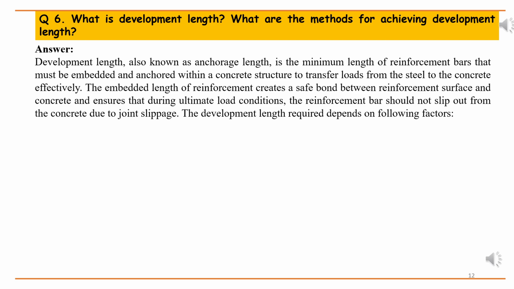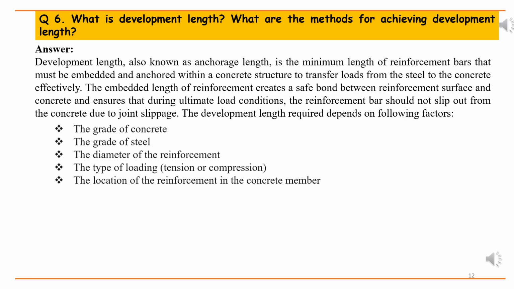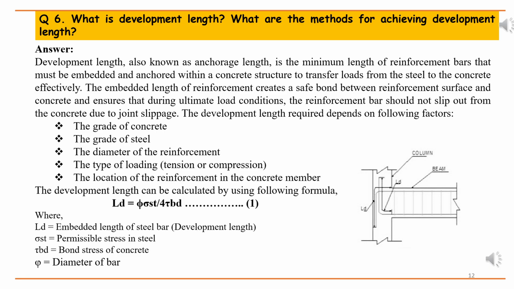6. What is development length? What are the methods for achieving development length? Answer. Development length, also known as anchorage length, is the minimum length of reinforcement bars that must be embedded and anchored within a concrete structure to transfer loads from the steel to the concrete effectively. The embedded length of reinforcement creates a safe bond between reinforcement surface and concrete and ensures that during ultimate load conditions, the reinforcement bar should not slip out from the concrete due to joint slippage.